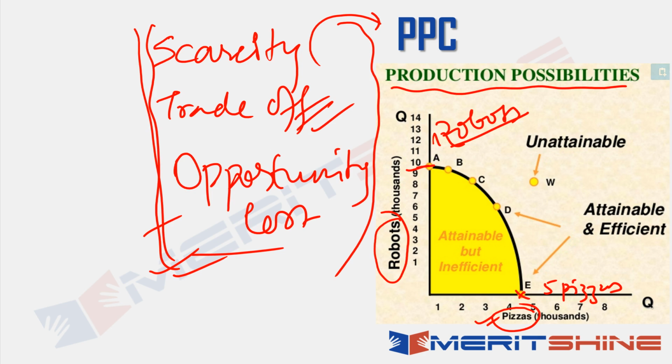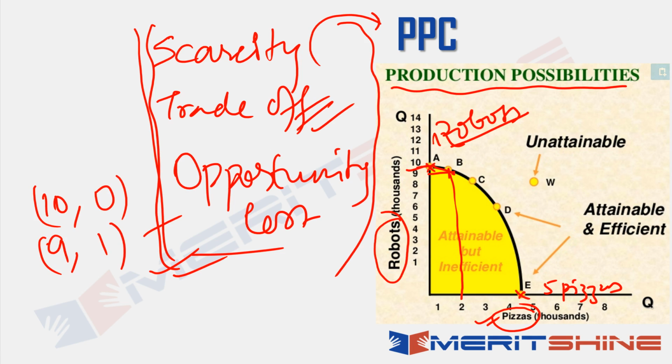Now if I want to have only robots, I will just produce 10 robots and I will not produce any pizza. Next I move to 9. Roughly, now I am asking for 9 robots and 1 pizza basically. Then again, if you see, I am getting 8 and 2.